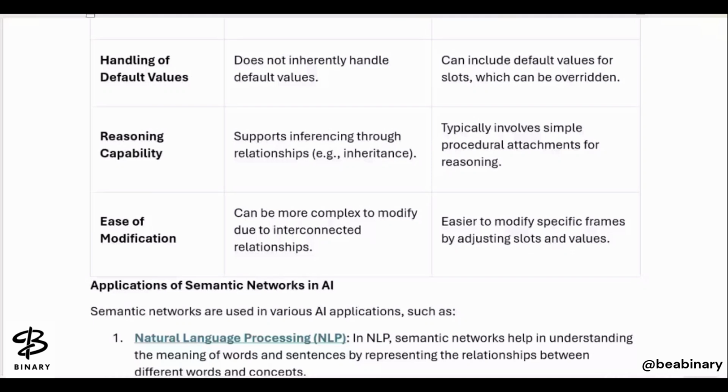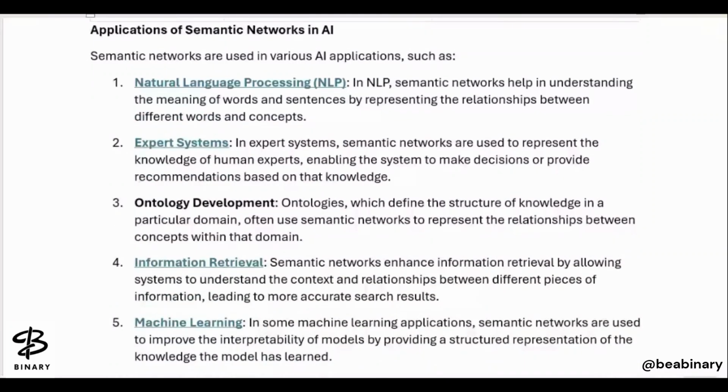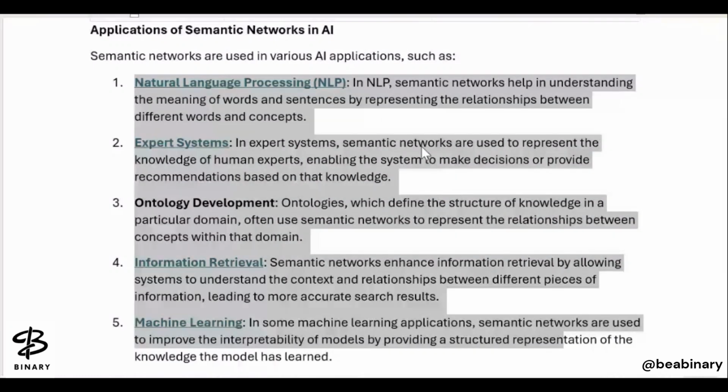First, we will talk about what are the various applications of semantic networks in AI. Now, as the common applications we discussed in AI, first is natural language processing, or NLP. In NLP, semantic networks help in understanding the meaning of words and sentences by representing a relationship between the different words and the concepts.